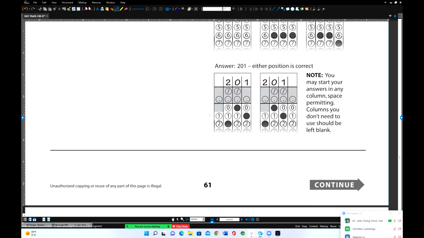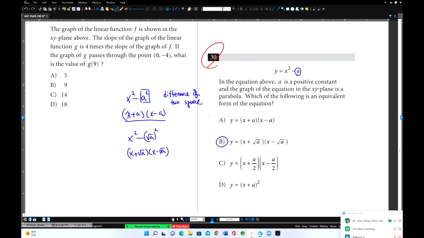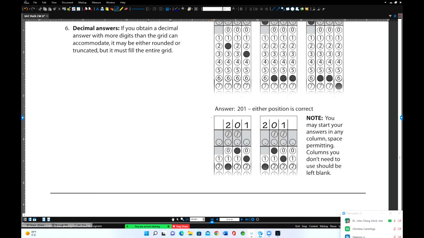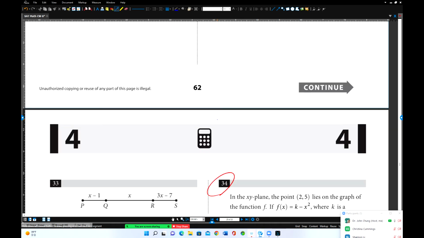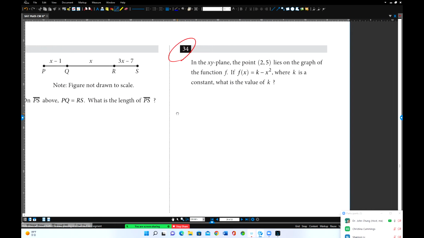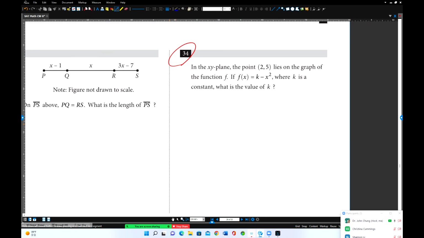Now move on to number 30. After that, number 34 there, okay? Number 34. In the XY plane, the point 2 and 5 lies on the graph of the function. On the graph of the function means what? This is a solution for this line of graph, okay, of the function. Solution means what? When you put this one, x is 2, y is 5, it's gonna be equal, okay?